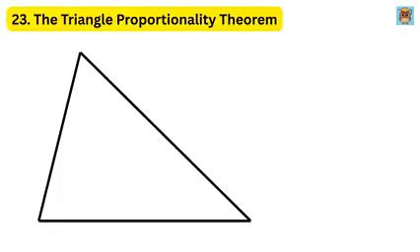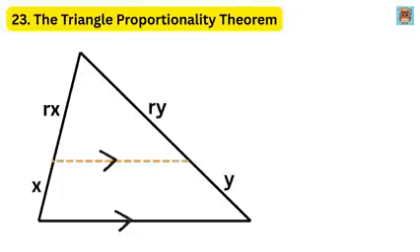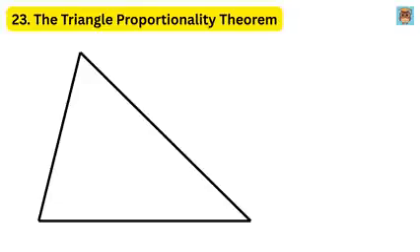23. The triangle proportionality theorem states that if a line parallel to one side of a triangle cuts through the other two sides, it divides them in the same ratio. This means the segments created on both sides will be proportional. For example, imagine a triangle where two sides measure 6 centimeters and 9 centimeters. A parallel line is drawn, cutting the 6 centimeter side into two segments, 2 centimeters and 4 centimeters.